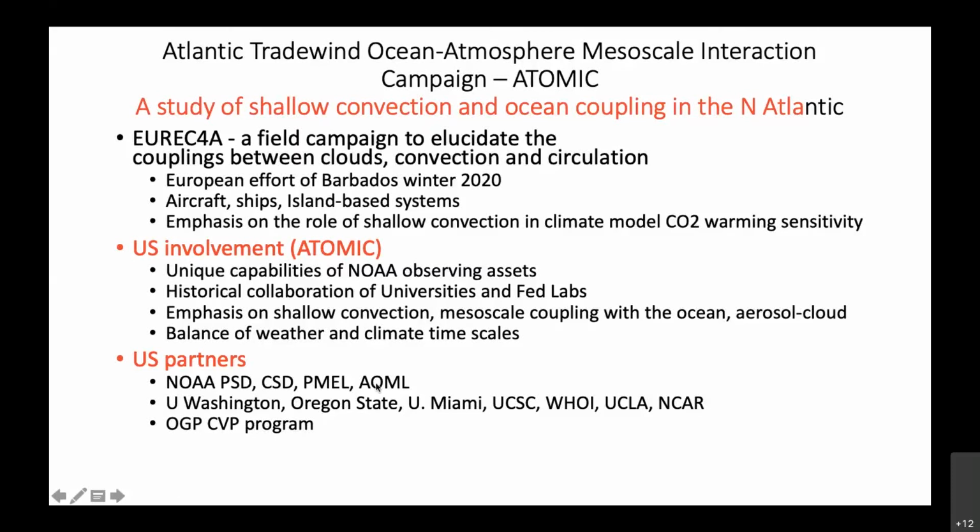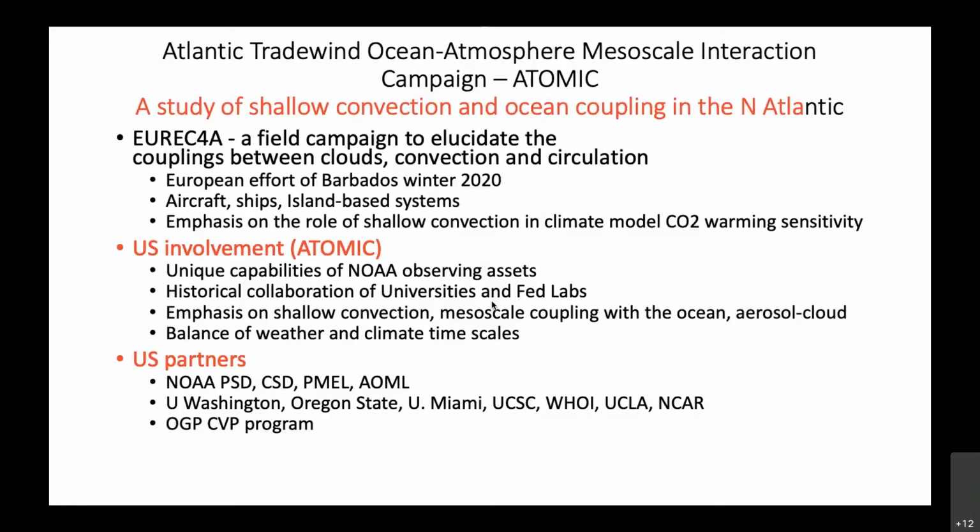Hyodae is driving. So ATOMIC is the Atlantic Tradewind Ocean-Atmosphere Mesoscale Interaction Campaign, studying shallow convection and shallow convective clouds and ocean coupling in the North Atlantic. The field campaign was associated with the EUREC4A European field campaign, which we were invited to participate in. So EUREC4A-ATOMIC was held off Barbados in the winter of 2020, in January and February. It included 4 aircraft, 4 ships, island-based systems, and a bunch of other stuff.